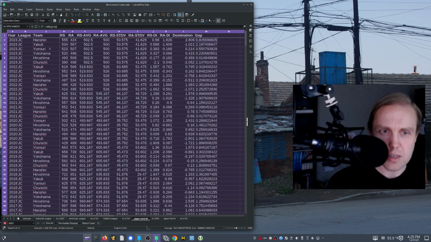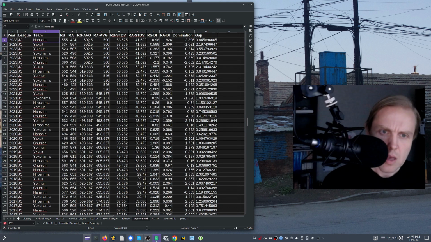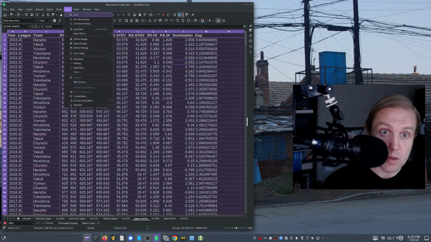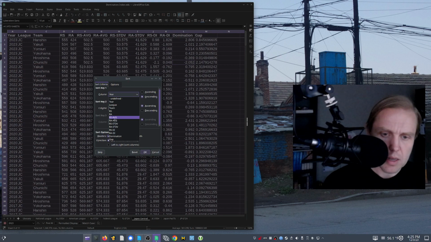First of all, the Hanshin Tigers, who won the Japan Series, had one of the greatest dominant regular seasons in the history of Japanese baseball, and were an excellent team, both in terms of hitting and in pitching, but more so in pitching than anything else. But Chunichi, the Dragons, are the team that we really care about, and I'll show you why in a second. First of all, we'll take a look here. We'll sort this again by domination index.